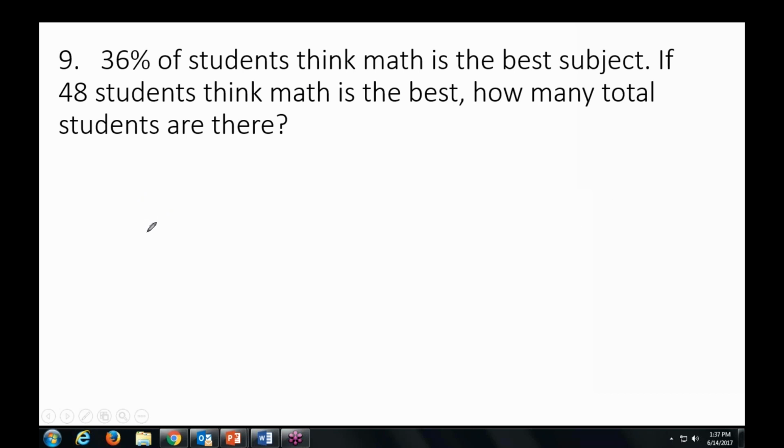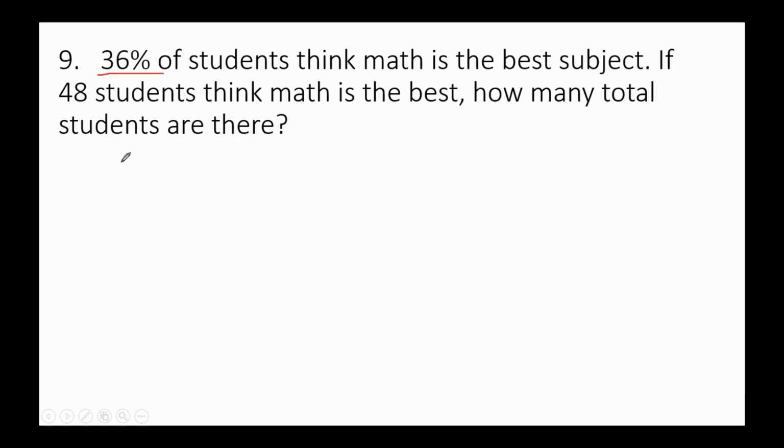Okay, answers are trickling in, so I'm going to go ahead and kind of set this up. Again, I'm going to do both ways. So 36% as a proportion, we know that the percent always goes over 100. Now on this side, we're talking part to whole. 48 students think math is the best. Well, that's not all students. It should be, but it's not. And how many total students are there? So we're looking for X.